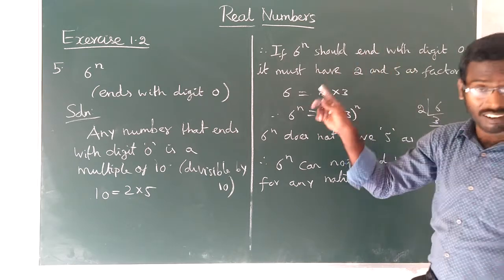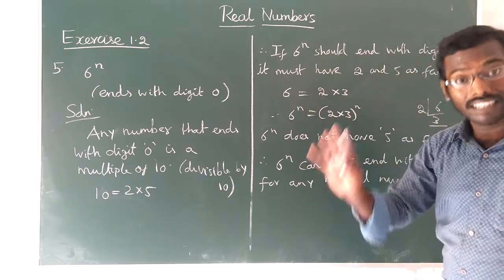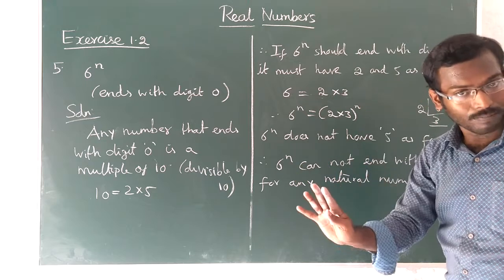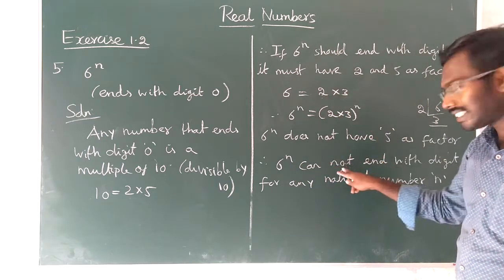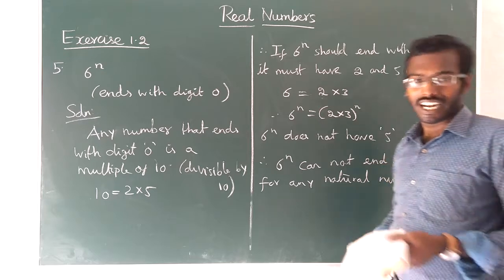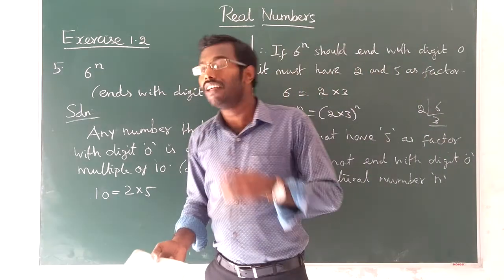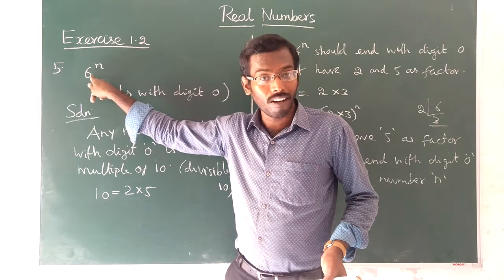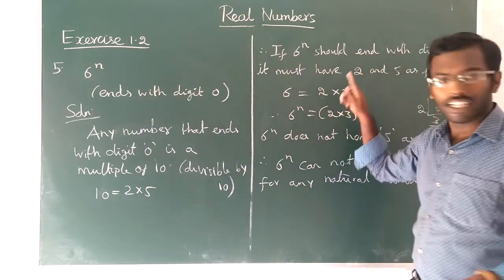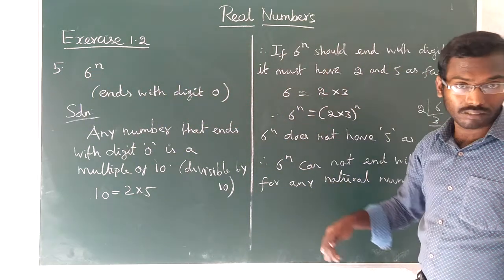If both 2 and 5 are there, then it is divisible by 10, so it ends with digit 0. If either 2 or 5 is missing, then it does not end with digit 0. Understood? So very easy question. Please copy it down. Whatever may be given, 4 power n means 4 is equal to 2 into 2. Here 5 is missing.